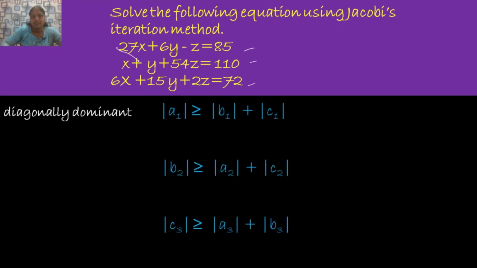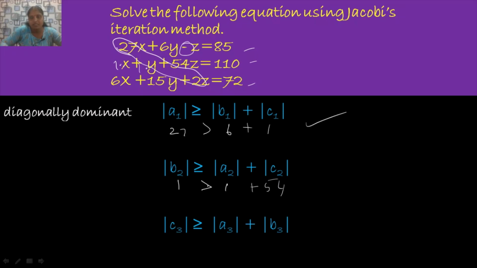For that, these are the principal diagonal elements. Taking absolute values, A1 is 27, B1 is 6, C1 is minus 1, and if you take the absolute value, you get plus 1. So 27 is strictly greater than 7. Let me move on to the second condition. B2 is 1, that is the coefficient of y here, and A2 is 1 itself. 1 plus C2 is 54, so it isn't greater than 55. So the second condition is not satisfied.